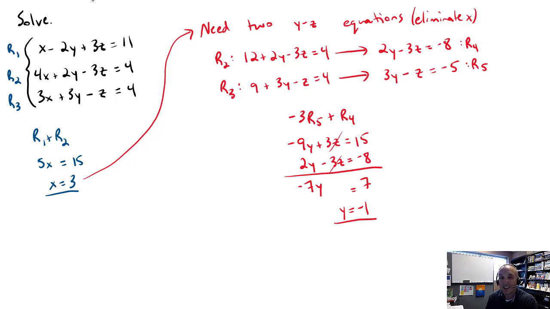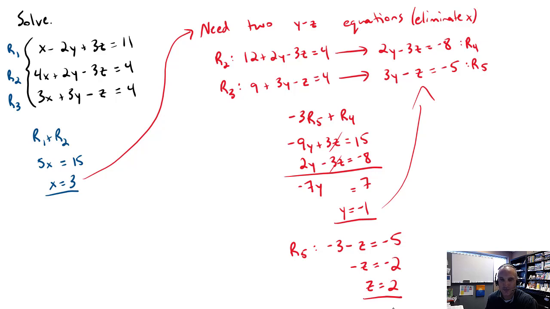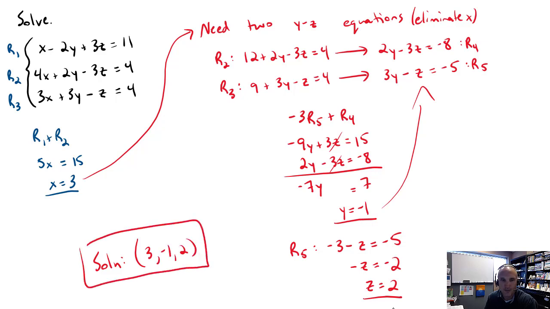Well, now we know y and x, we still need z. And what I'm going to do is plug this y value back into row 4 or 5 to solve for z. So I'm going to use row 5. So I've got 3 times y, which is negative 1. 3 times negative 1 is negative 3. Minus z equals negative 5. So I can add my 3 over. So I get negative z equals negative 2. And finally, dividing by negative 1, I can see that z is 2. So the solution to this system is the ordered triple 3, negative 1, 2.